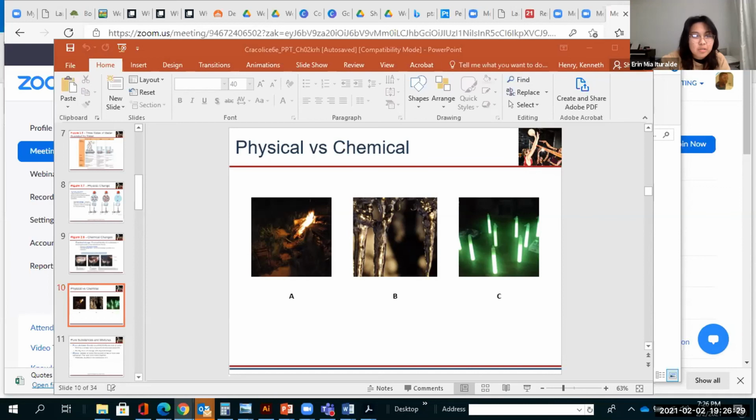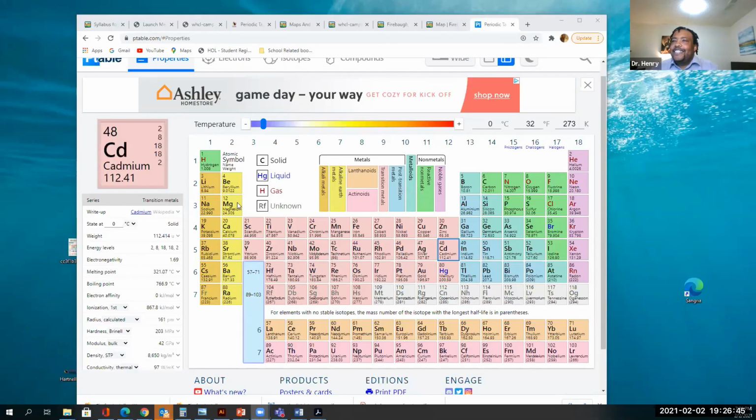Excuse me, Dr. Henry, are you showing us the periodic table? We just see your tabs and stuff in the slideshow. Oh, okay, I'm showing you the periodic table. Let me see why it's not showing you the right thing. Okay, how about now? Yeah. Thank you. This is what happens when you have two screens going on here.